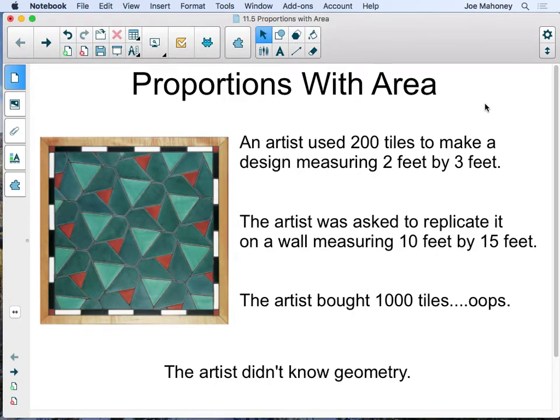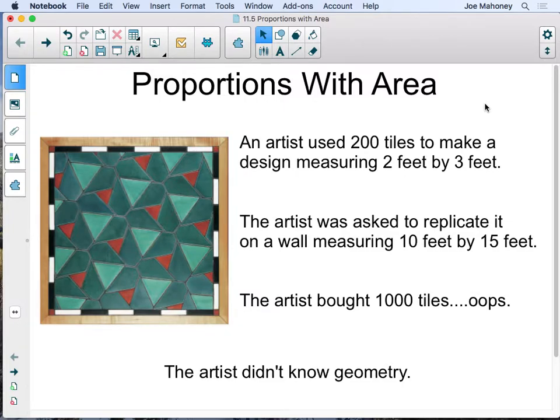All right, so now we're going to move on to areas of some similar figures. So here's a little scenario. See that beautiful mosaic diagram on the left side? Let's say an artist used 200 tiles to make that design and say the dimensions were 2 by 3. Somebody said, I love that. I want that on the side of my house, 10 feet by 15 feet.